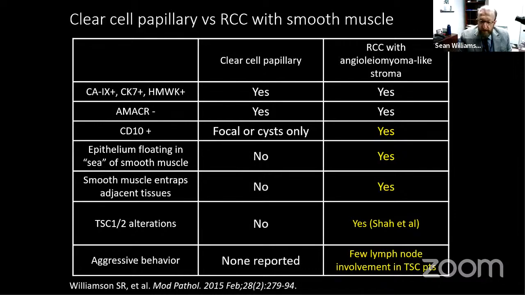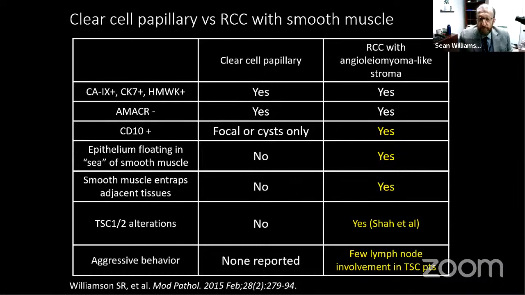And then genetically, the recent study by Dr. Sean and colleagues showed that you have TSC1 and TSC2 alterations commonly in these tumors, whereas clear cell papillary renal cell carcinomas, a number of them have been sequenced in various studies and have not been found to have any recurring genetic mutations. So perhaps that's now the strongest piece of evidence that suggests that these are not related to clear cell papillary renal cell carcinoma, despite the overlap of the immunohistochemical profile.